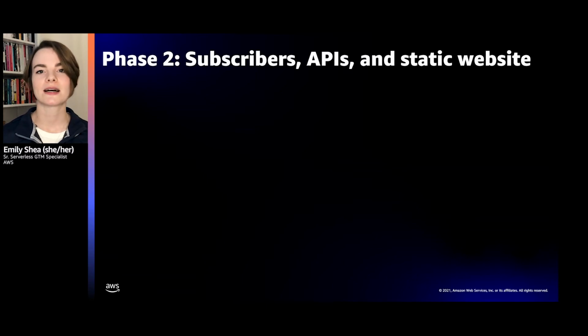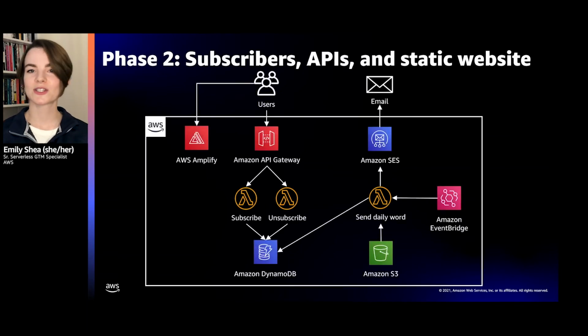I'm also going to need an API for that website to use to be able to interact with the backend of my application. And then finally, I'm going to need some way to manage my subscriber data. So how do I store the contact information for my subscribers and make sure that they're all receiving that daily message? So this is what the second phase of my application looked like.